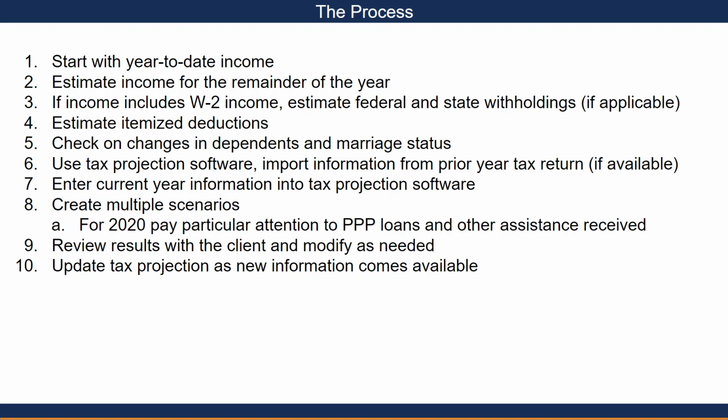Maybe something happens in the business, maybe a contract that was expected to come in does not come in, or the other side of that, maybe additional income comes in that wasn't expected, and now we've got more income and more taxes to plan for and to look at.